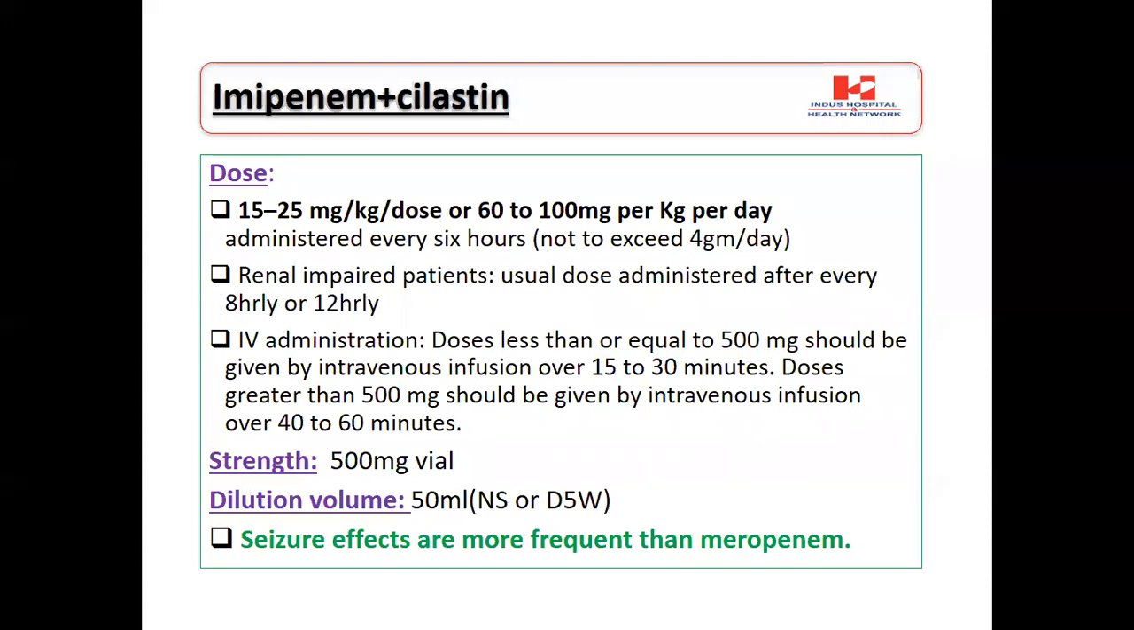The dose given is 15 to 25 milligram per kg per dose, and these require some renal adjustment. If the patient's renal function is decreased, GFR decreased, then we are going to adjust the doses. And among the carbapenems, the unique feature of imipenem is that seizure effects might be more frequent as compared to other carbapenems. Patients on imipenem may have more seizure activity as compared to others.